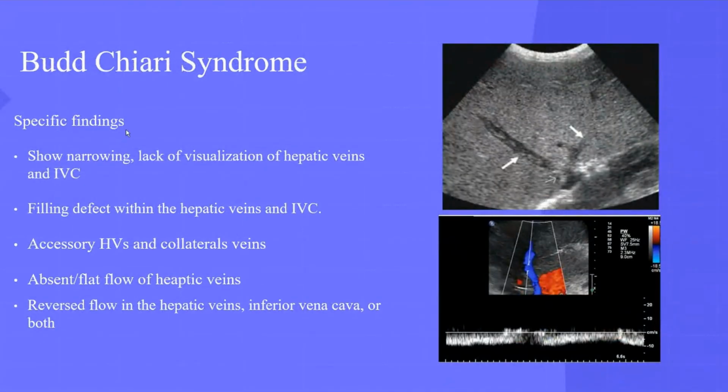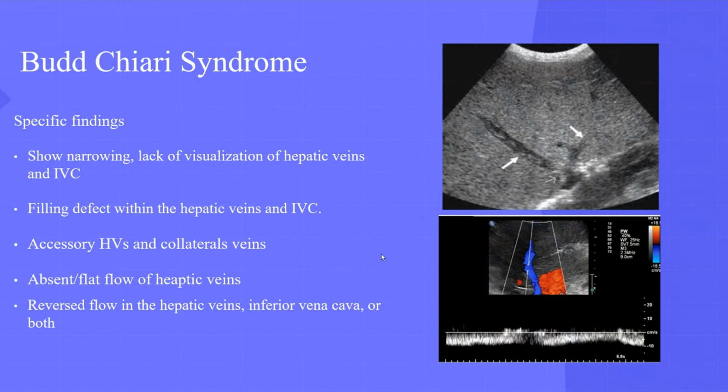Next will be Budd-Chiari syndrome. The specific ultrasound findings are narrowing, lack of visualization of the hepatic vein and IVC, filling defect within the hepatic vein and IVC, accessory hepatic veins and collateral veins, absence of flat flow of the hepatic vein, and reverse flow in the hepatic vein, IVC, or both.